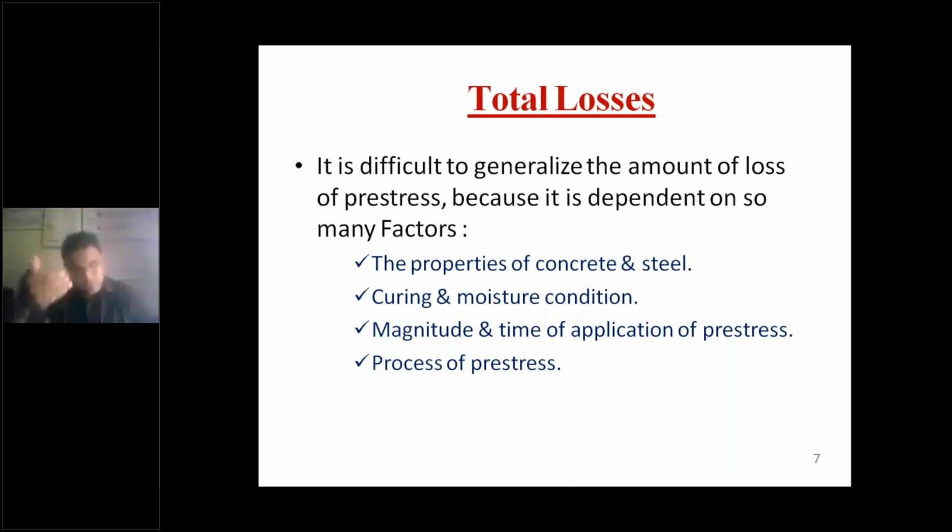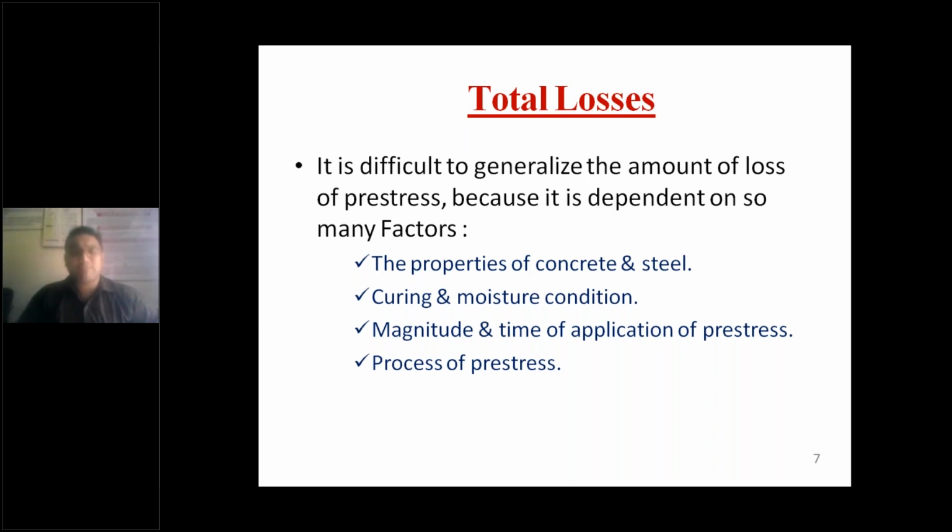If you go beyond or less than the design force, definitely the losses will take place, right? And the time of application of pre-stress: when you are applying the pre-stressing force, either in a post-tensioning system or pre-tensioning system, at which time you are applying. First your concrete should get hardened. At the same time, concrete should have attained its maximum compressive strength. Then only you can go for pre-stressing. So that is a very important point: magnitude and time of application of pre-stress.